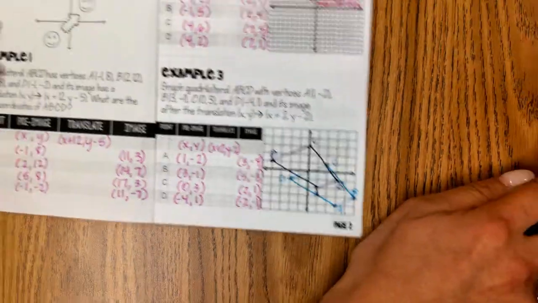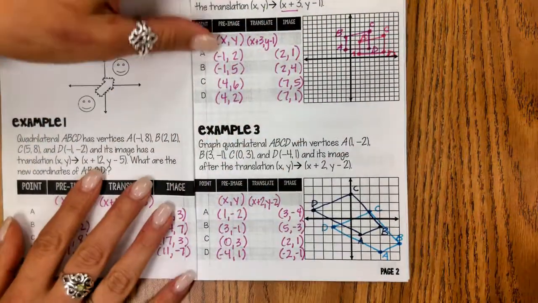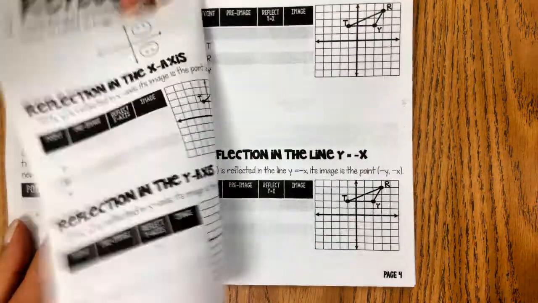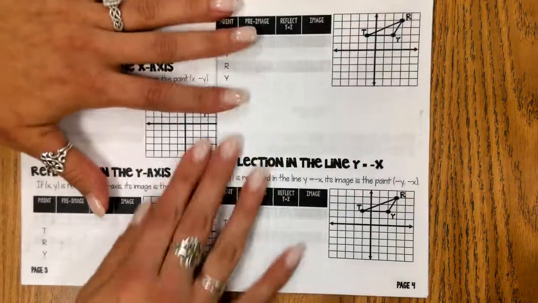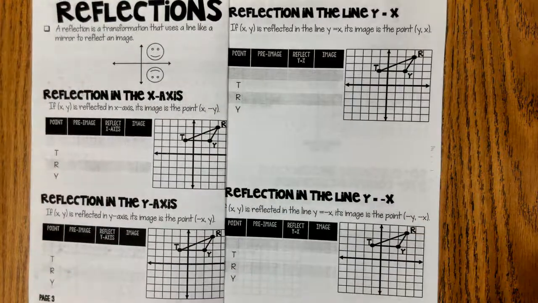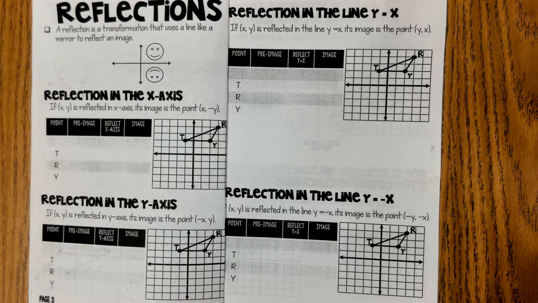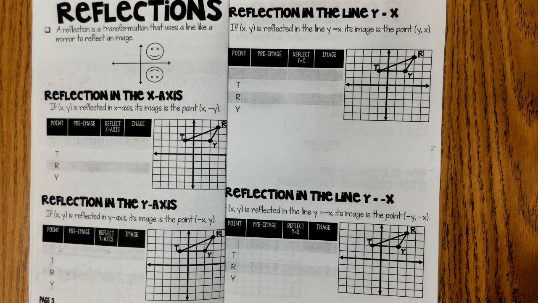Okay, so we should have all of our notes for translations here. So now we're looking at reflections. A reflection is a transformation that uses a line like a mirror to reflect an image. So when you're thinking of reflections, you're thinking of a mirror image. If (x, y) is reflected in the x-axis, its image is the point (x, -y).